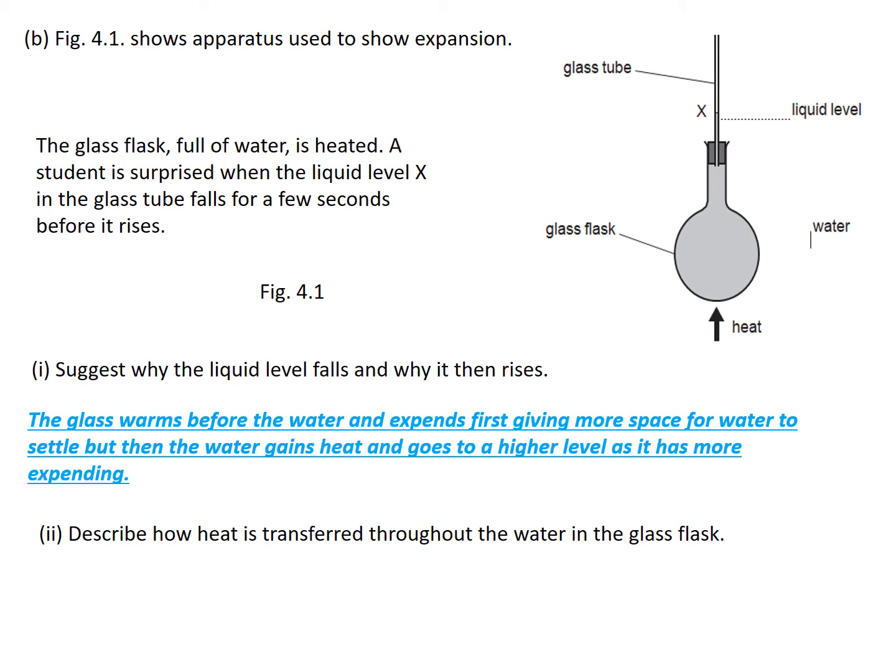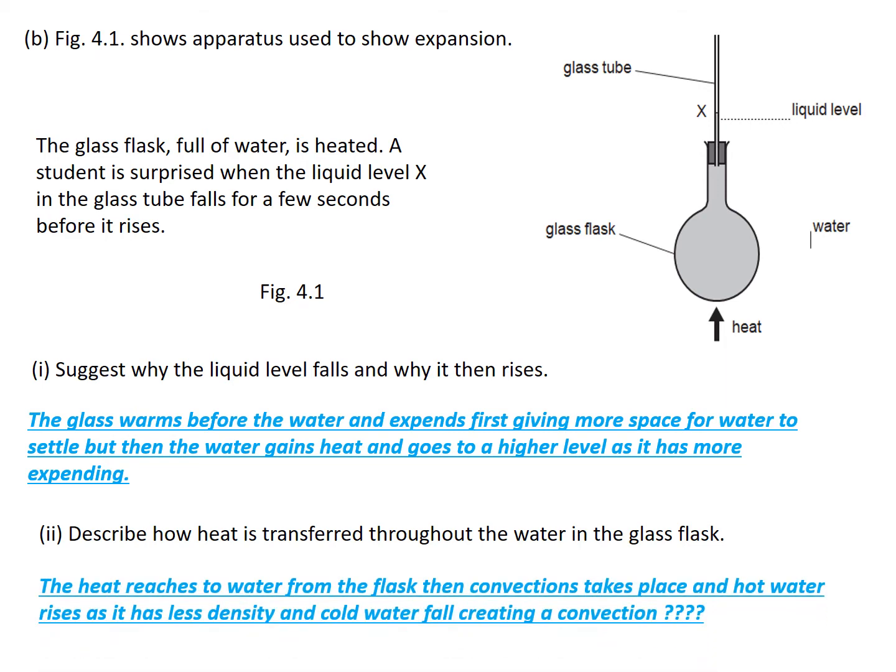Part 2. Describe how heat is transferred throughout the water in the glass flask. The heat is transferred to the water from the flask, then convection takes place and hot water rises as it has less density, and the cool water creates convection.